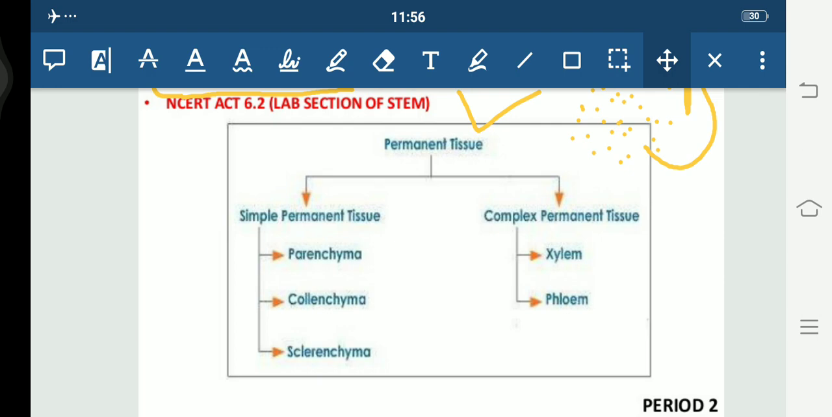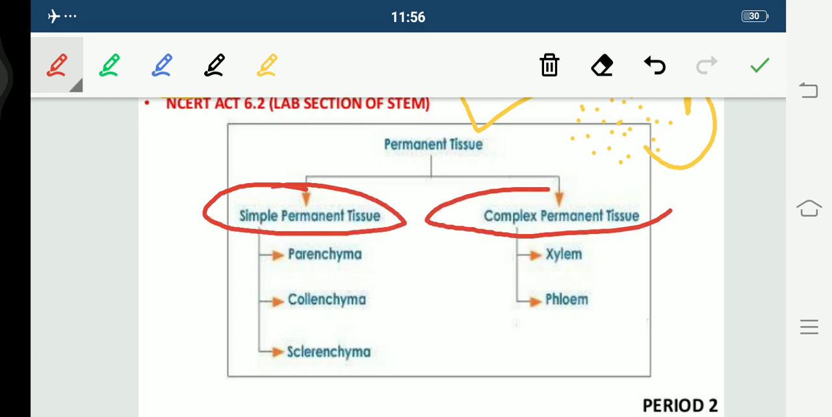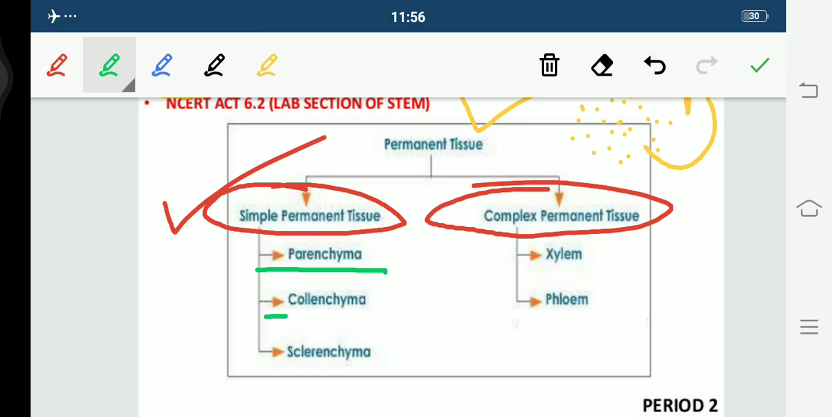Now very important thing students, permanent tissues are of two types. Look here, the simple permanent tissue and the complex permanent tissue, right? Now talking about the simple permanent tissue, they are further categorized into three categories. The first one is parenchyma, then we have collenchyma, and the last one is sclerenchyma. Fine. And talking about the complex ones, first we have xylem, then we have phloem. Right? I hope this is clear to each one of you students.